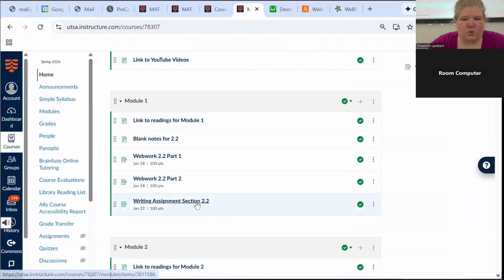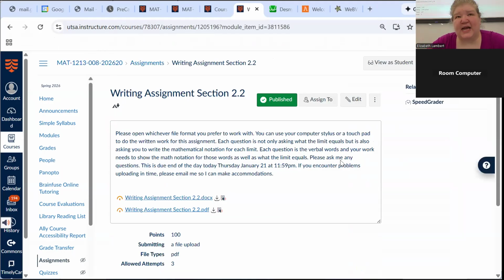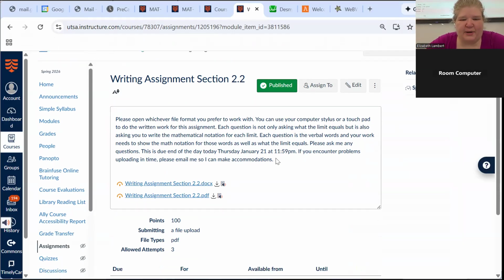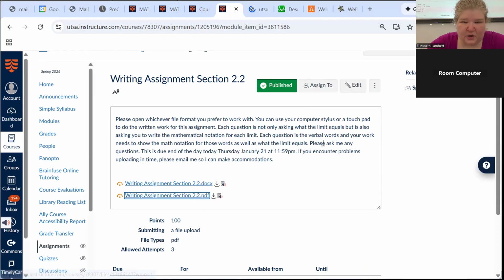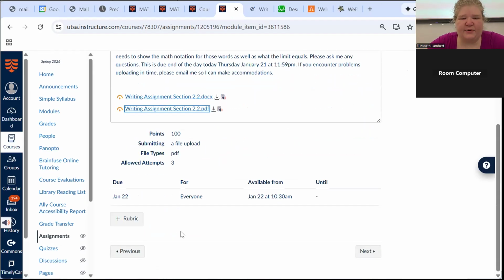So here in module 1, it says writing assignment for section 2.2. I'm not going to do a writing assignment for each section. Now, if you looked at this last night or before class, it said this is not opening until 10:30, because I just picked an arbitrary time while we were in class. But there is a docx and a PDF file here. So I'm going to open the PDF in a new tab.